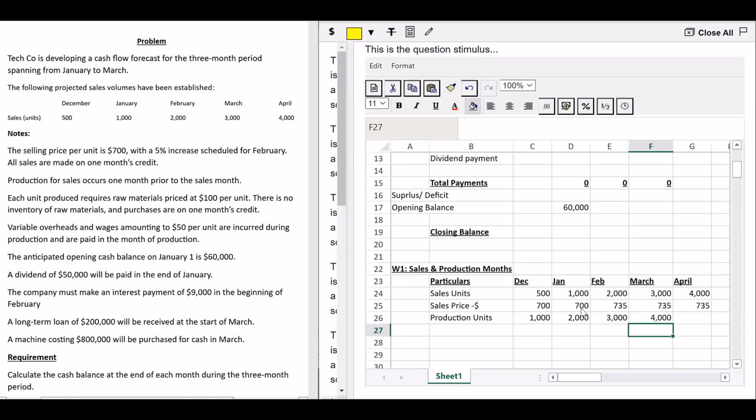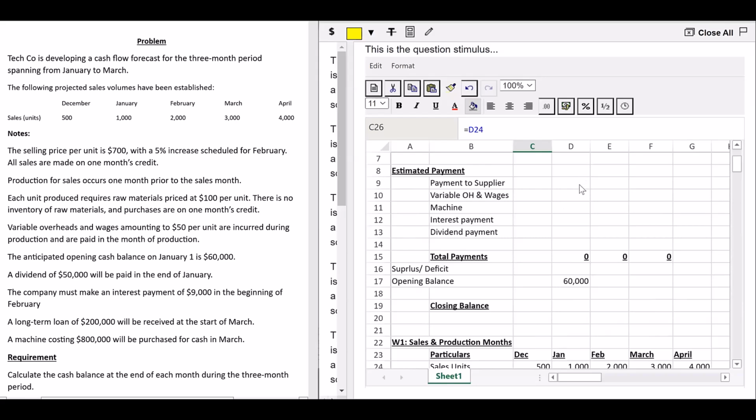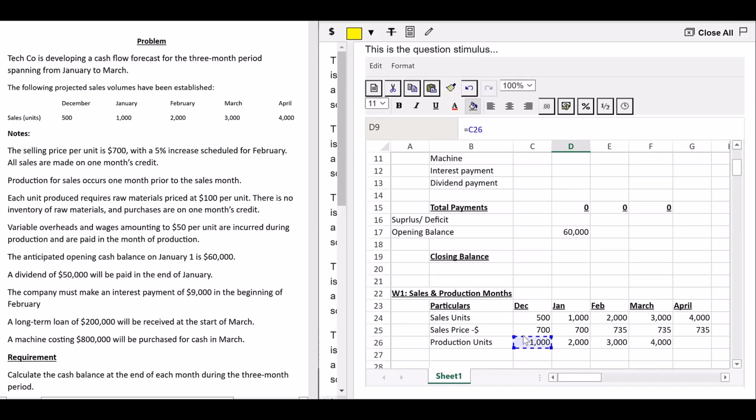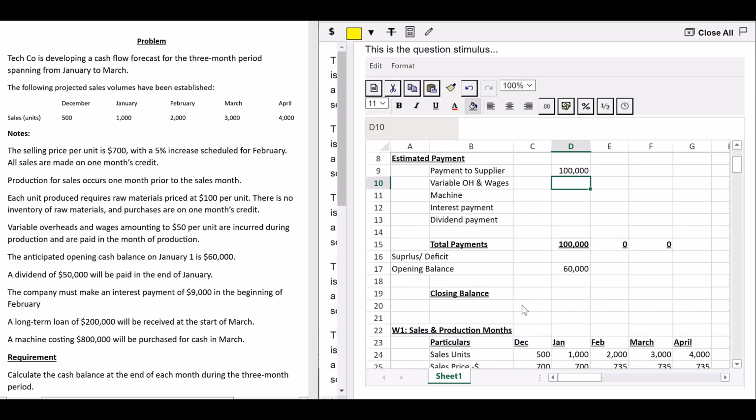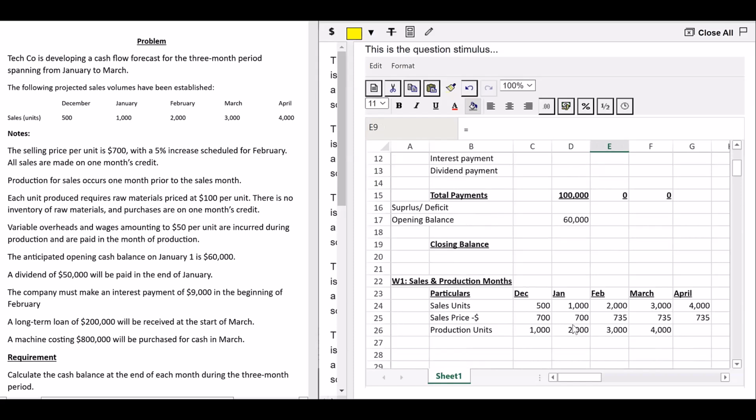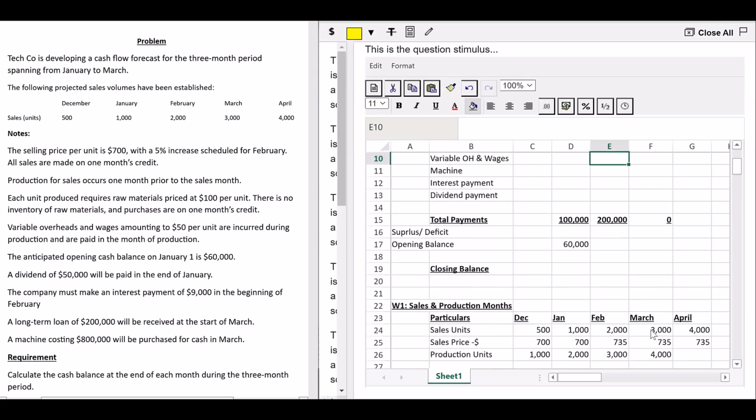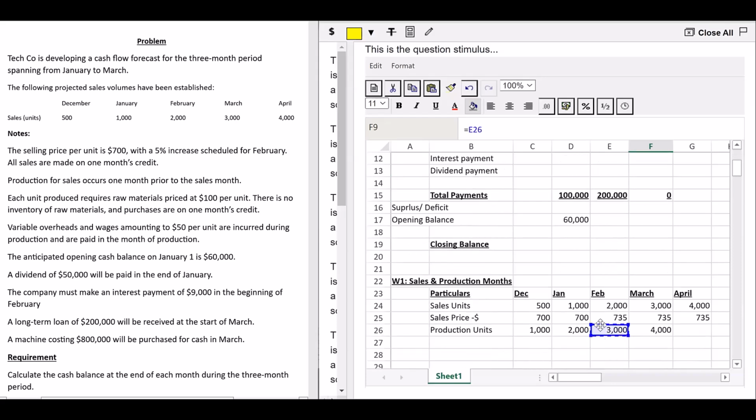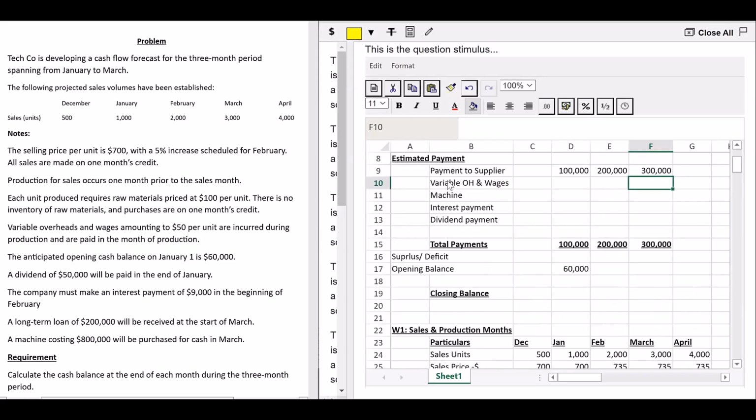Jan production units, its raw material is being paid in Feb, and Feb production units, its raw material is being paid in March. So in December, 1000 units we have, that 1000 units into 100 will give us the payment to the supplier, which is 100,000. Next one for Feb, picking up the Jan production units, 2000 into 100. For March, picking up the Feb 3000 units into 100, which gives us all the payments to the suppliers.